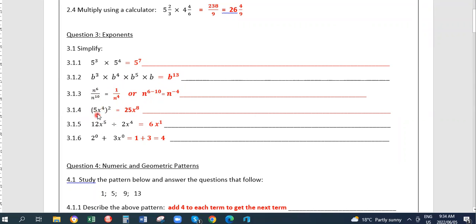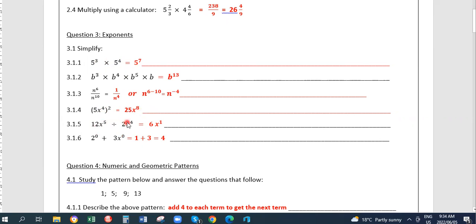Now we are raising a power to an exponent. So we're squaring 5x to the 4. So 5 squared is 25. X to the 4 squared, you multiply. 4 times 2 is 8. So remember, when it's raised to an exponent, you multiply. So notice the difference. Here we're adding, 3 plus 4 gives you 7, but here we are multiplying.